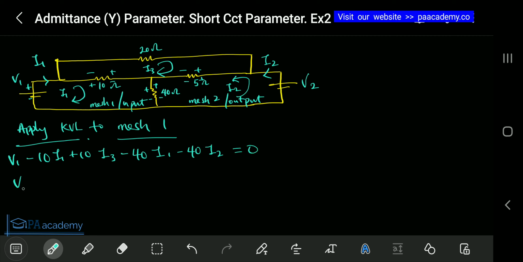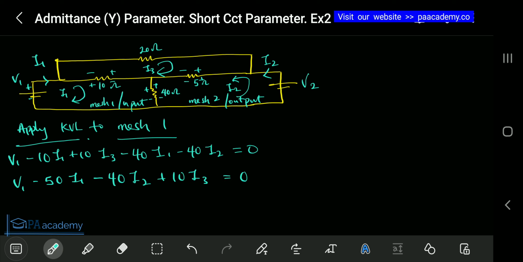So let's tidy this up. We are having V1, so we are having minus 10 and minus 40 I1 here, so that will be minus 50 I1. Then let's see, are we having I2? Okay, minus 40 I2. What about I3? Plus 10 I3 equals to 0.